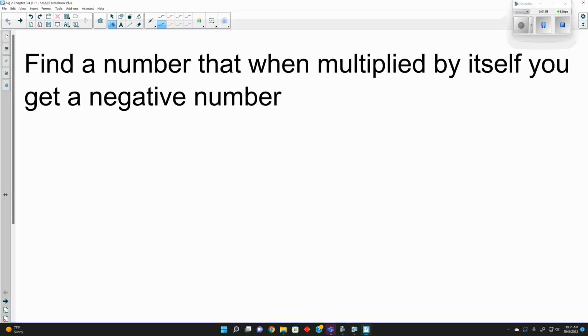All right. So the first thing we want to look at is finding a number that, when multiplied by itself, we get a negative. So does anybody come up with an example that would work? Negative 9 times negative 9. That's going to be positive 81, yes? Yes, sir. Okay, so that didn't work.